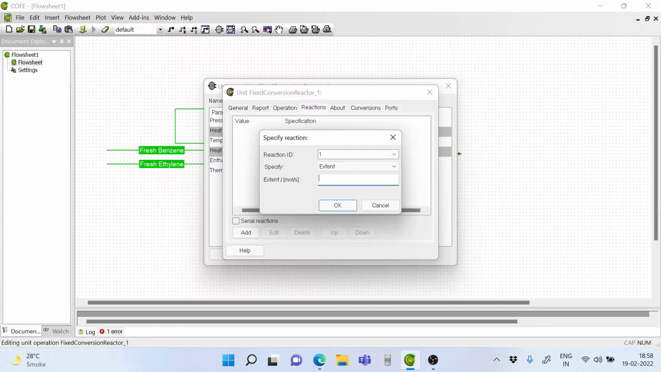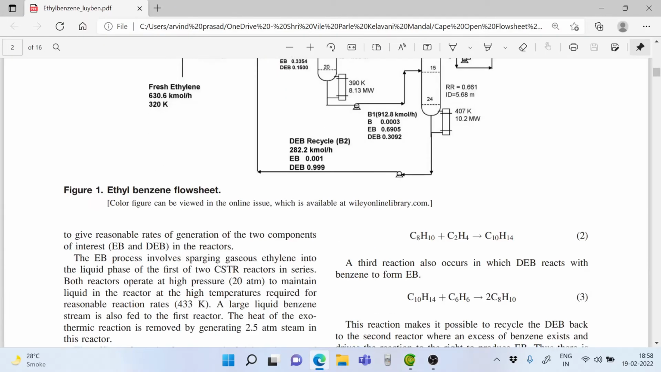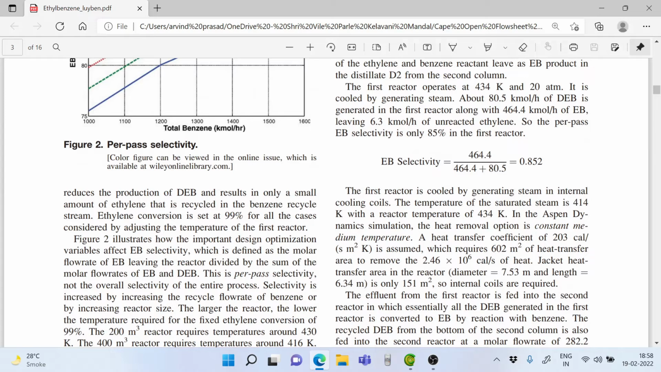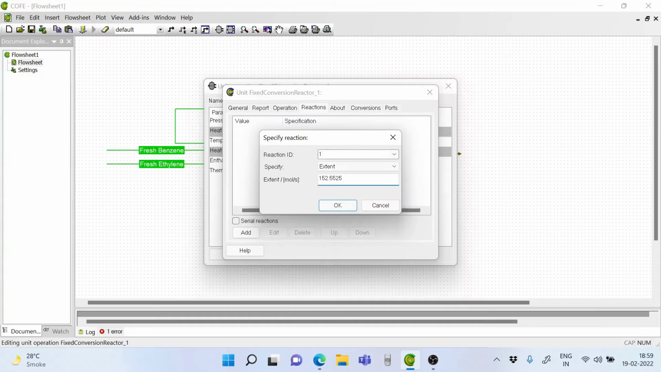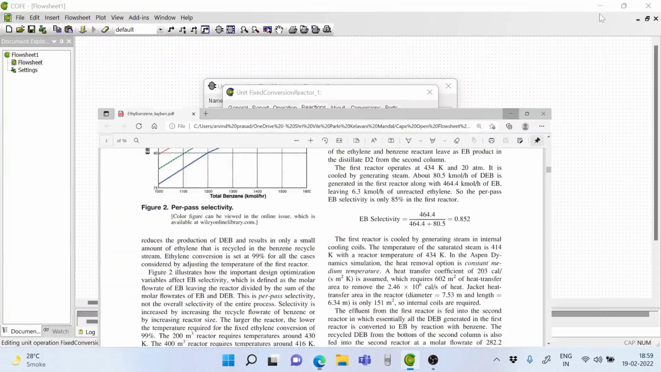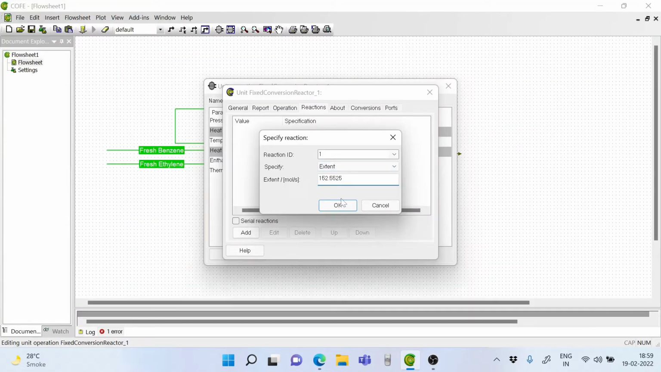So let's go to extent of the reaction. The extent of the reaction is 152.5525. This is considering that 99% of the ethylene reacts, and we have the ratio of ethyl benzene to ethyl benzene plus diethyl benzene as 0.852. That is, the ethyl benzene selectivity is 0.852. So if we do a calculation, we get the extent of reaction as 152.5525.